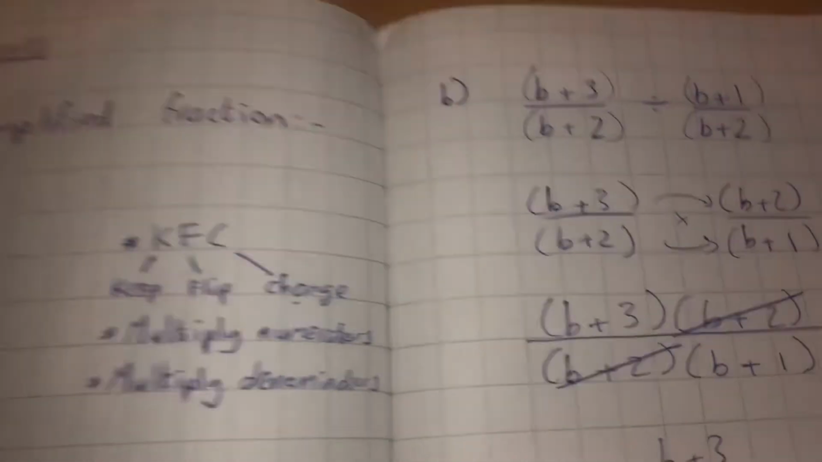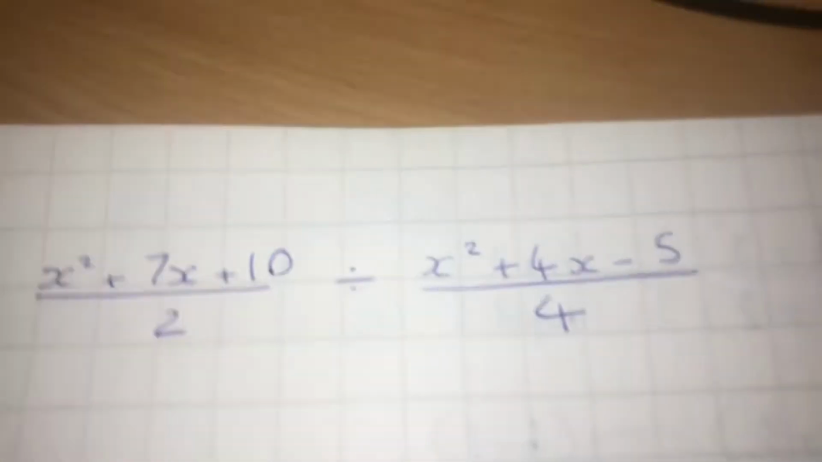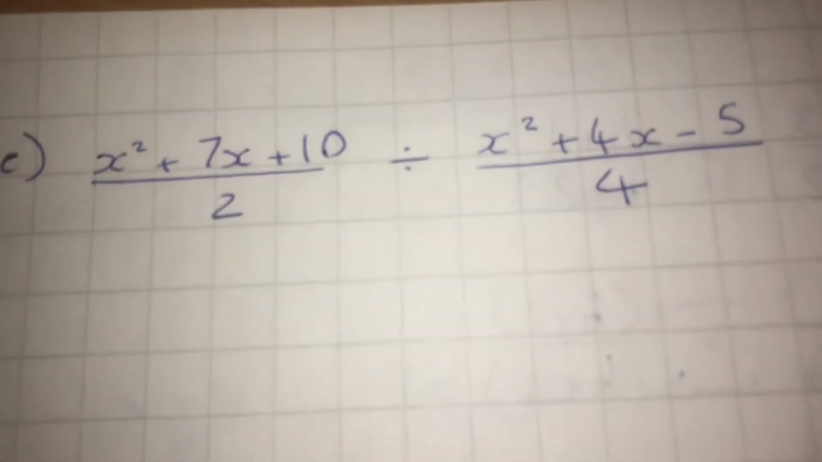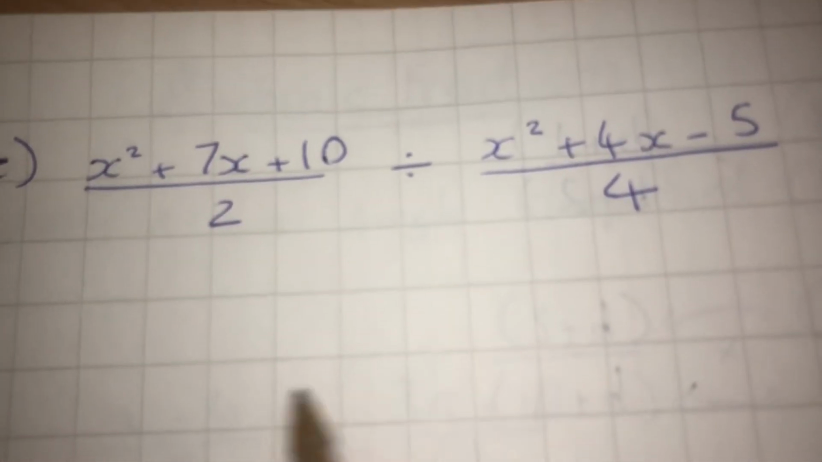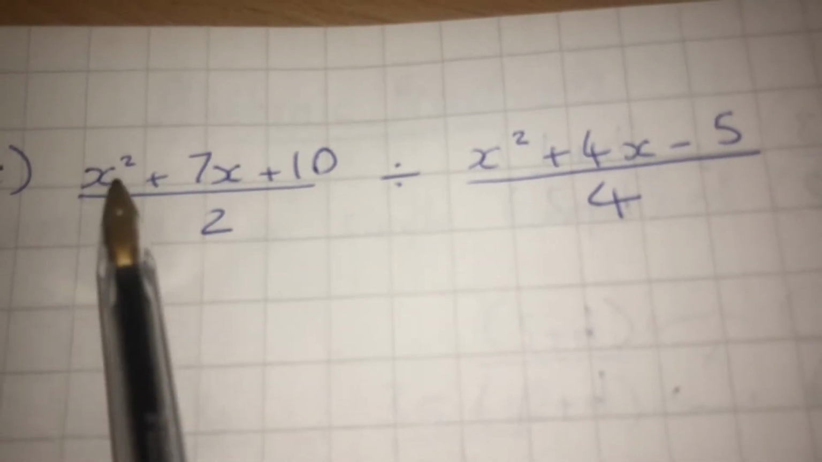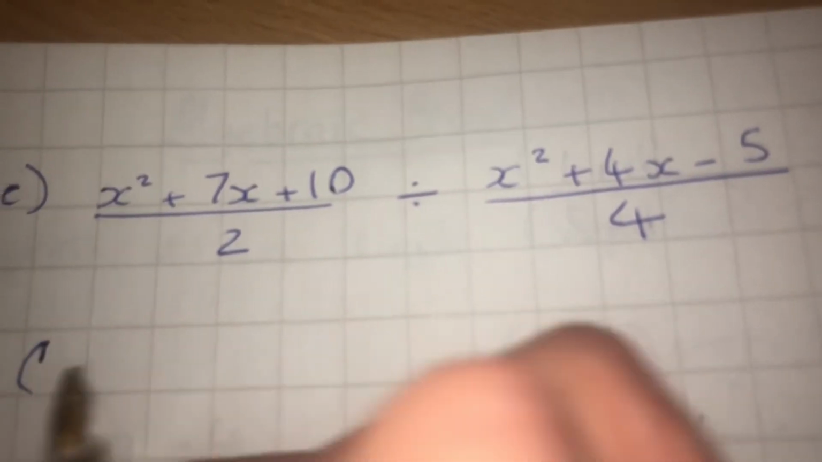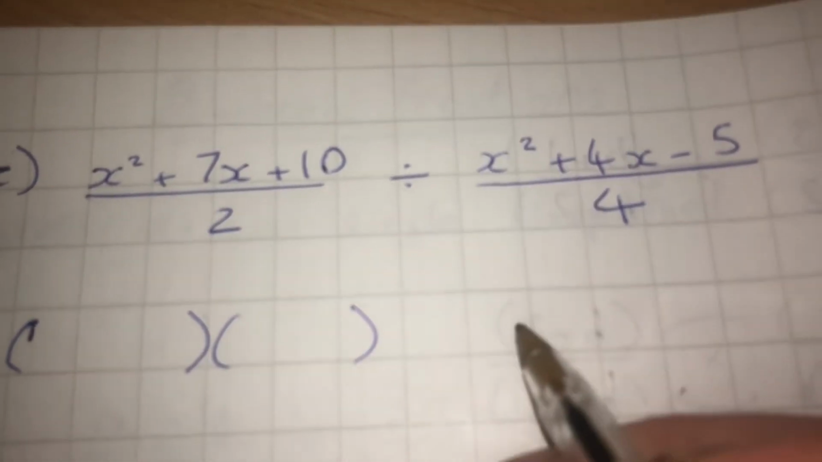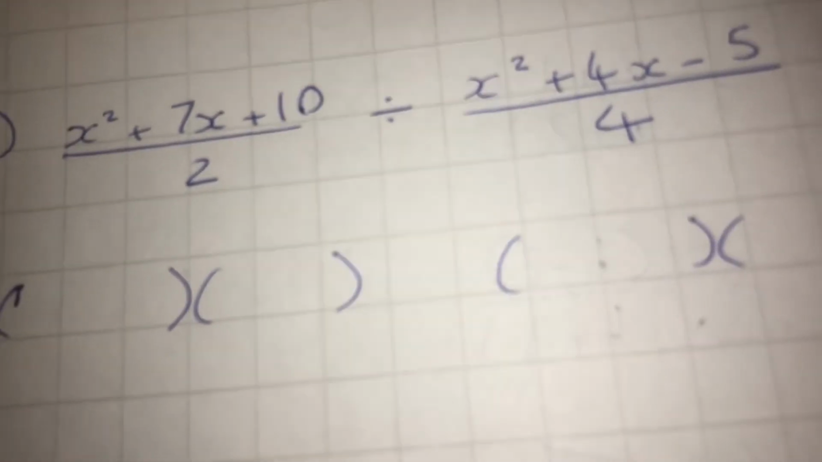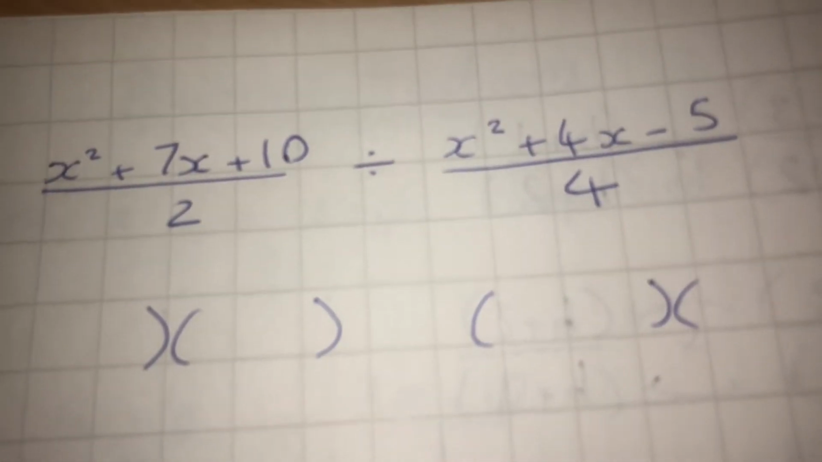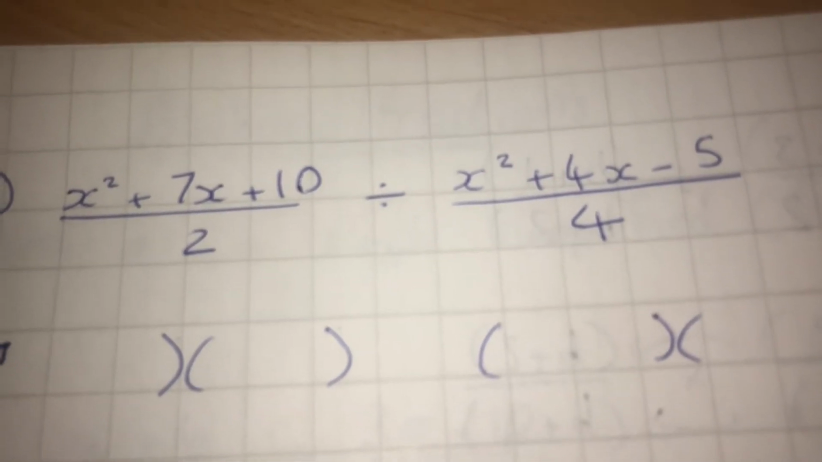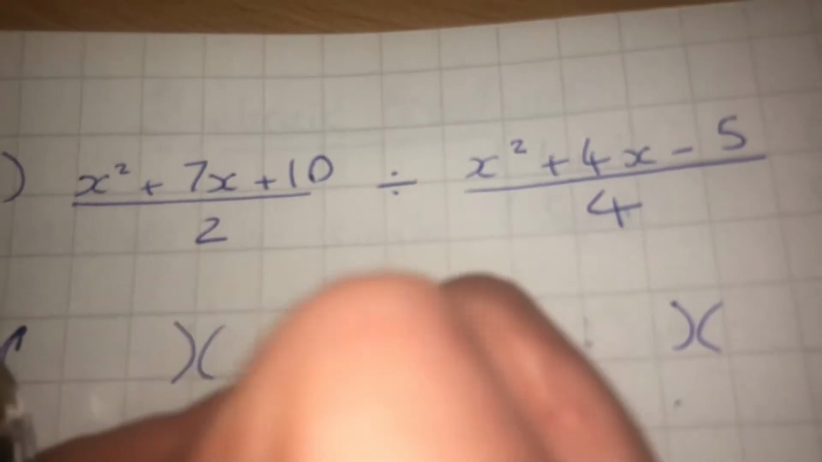Alright, we'll do one last example. Now with something like this, we actually have to do the reverse. We're going to do our keep, flip, change, and it really doesn't matter if you do it now or later. But what I'm going to do is factorize top and bottom of these fractions, and you'll see why. So I'm going to put brackets back in. Again, if you're a wee bit rusty on factorizing or expanding, particularly when we're dealing with quadratics, make sure to watch the videos to refresh your memory on how to do that.